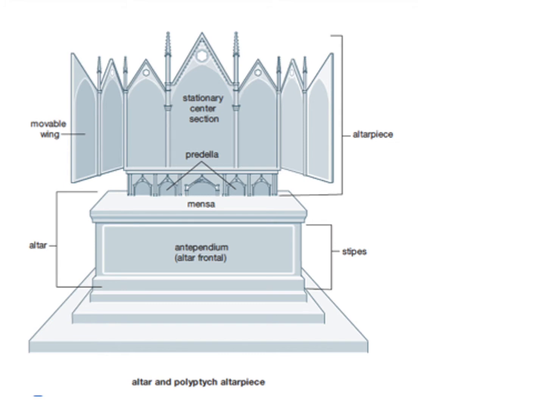A polytych is a work of art that has more than 3 movable parts. In this case, it is a triptych. The center stays stationary and the wings to the right and left move in and out. Because there are 3 main panels, we call that a triptych. The other type of polytych that we'll look at is a diptych. It just means that it has 2 movable panels. It opens and closes like a book.